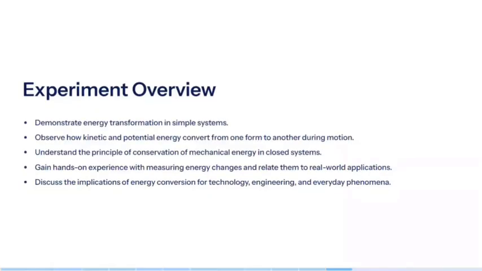We might not have this experiment because this is supposed to be an experiment session, but for certain reasons we might not be able to carry it out. We have: demonstrate energy transformation in simple systems. These are the experiments I'm supposed to carry out, but because it is a virtual class, we will not be able to carry them out. Normally these experiments are carried out under standard conditions, to understand the principle of conservation of mechanical energy in a closed system.